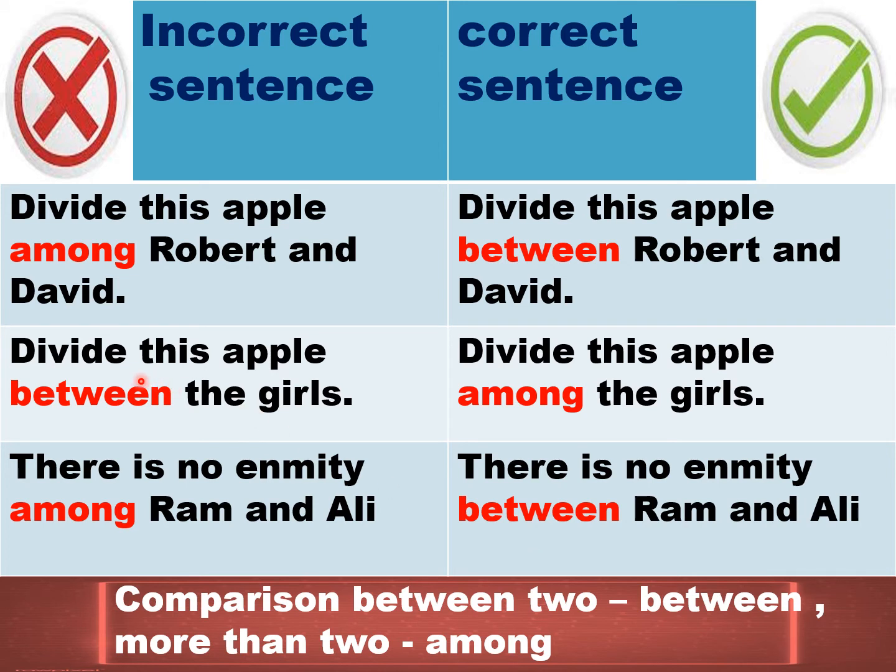See this sentence. Divide this apple between the girls. Girls. So, there are many girls. So when we are comparing more than two persons or things, we must use the preposition among. Divide this apple among the girls is correct.